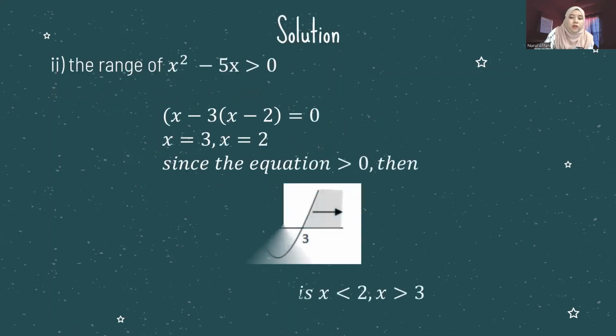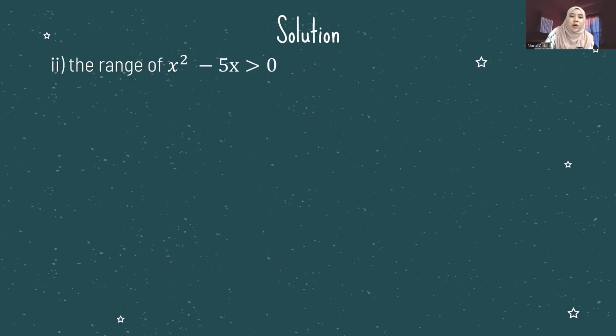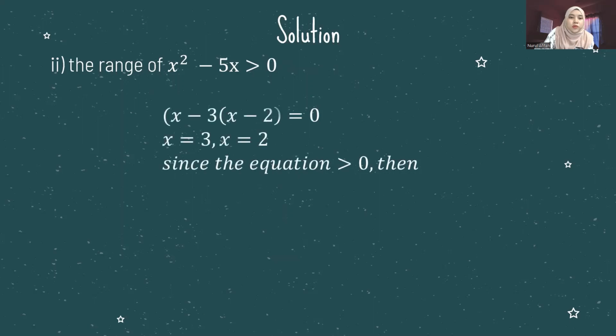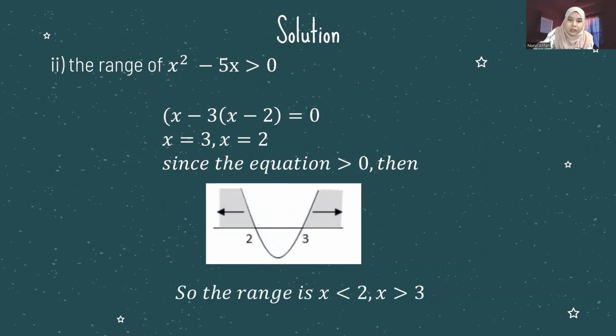Next, the range of x squared minus 5x more than 0. So the first one, since we know that x equal to 3 and x equal to 2, and since the equation is more than 0, then the inequality will be like this. So the range is x less than 0 and x more than 0.